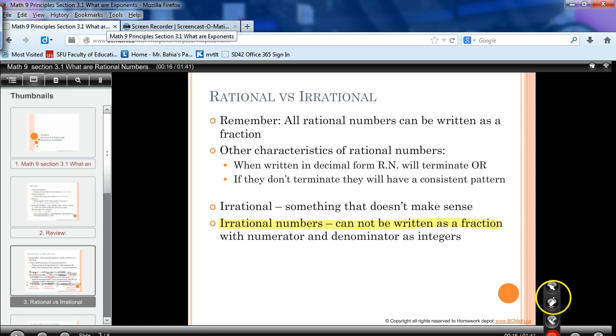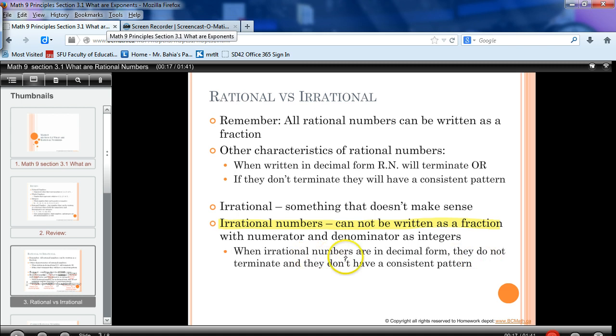What kind of numbers cannot be written as fractions? First off, if it's not a fraction, it might be irrational. Two, if it's a decimal and it ends, remember it's rational, and if it has a pattern, it's rational. So what we're looking at for an irrational number is a decimal that goes on forever, doesn't end, and there's no pattern. So when irrational numbers are in decimal form, they do not terminate and they do not have a pattern. That's a key thing to write down: no pattern, and they go on forever.